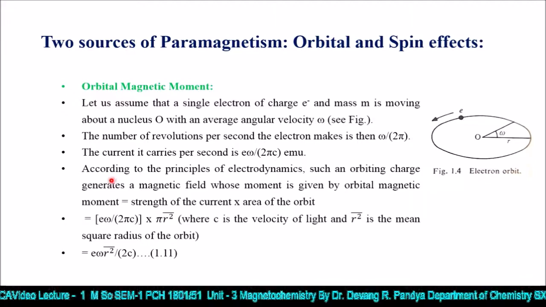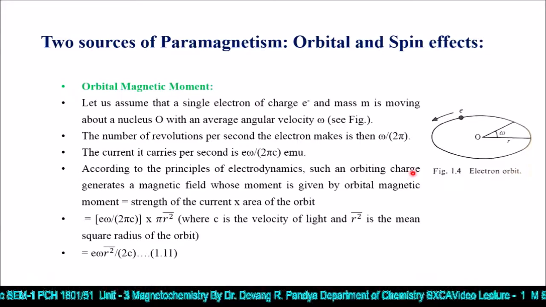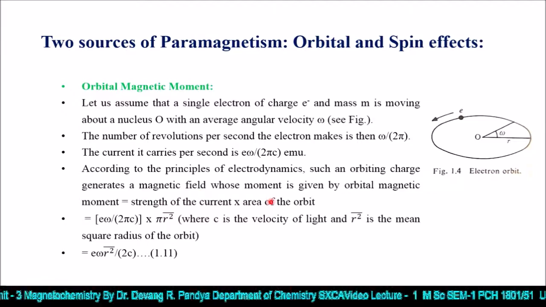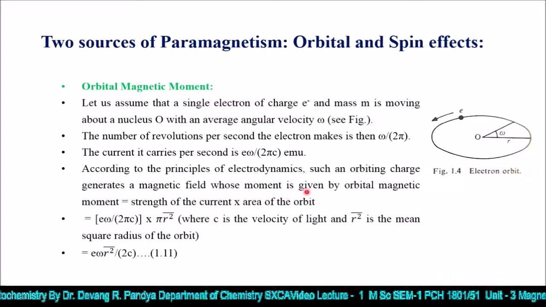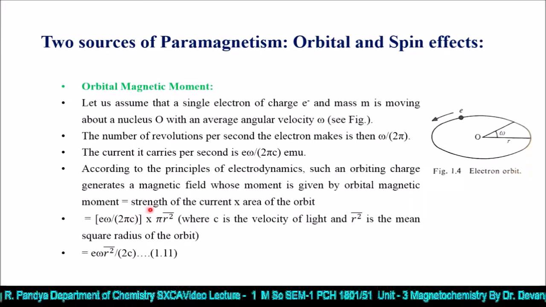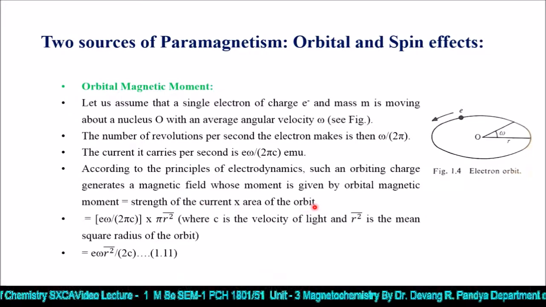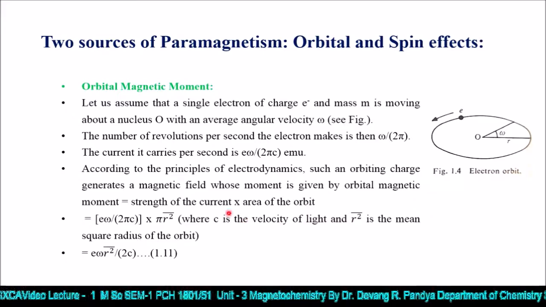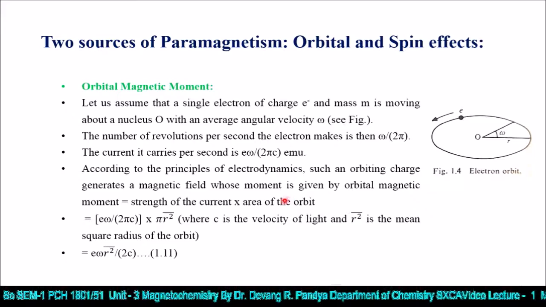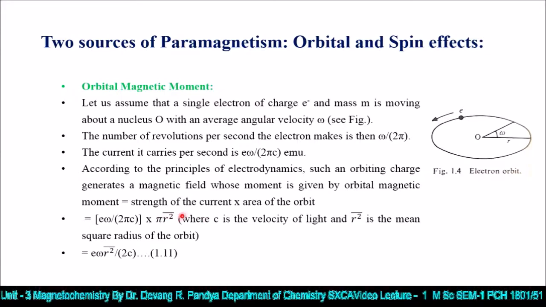electromagnetic unit. According to the principle of electrodynamics, such an orbiting charge, that is a moving charge in orbit, generates a magnetic field whose magnetic moment is given by the orbital magnetic moment, and that is equal to the strength of the current into the area of the orbit. Now, strength of current is e into omega by 2 pi c, into the area of the orbit, that is pi r square, and that is directional, so a vector is there.